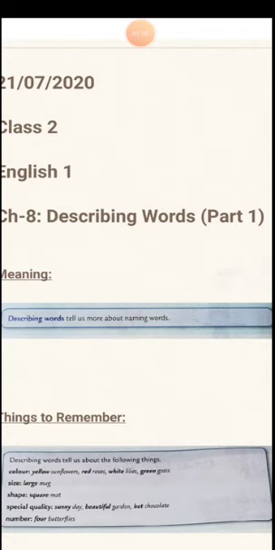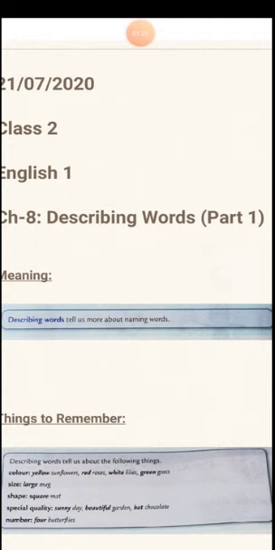So let's understand the meaning of describing word. Describing words tell us more about naming words, and this you're going to write in your copy neatly. You have to write the date like I have written it here, and you don't have to write class 2 English 1 on this page. You have to write the chapter name, part 1 also not needed, just the chapter name, and write classwork there. And then below that you have to write the heading meaning and learn the meaning of describing words.